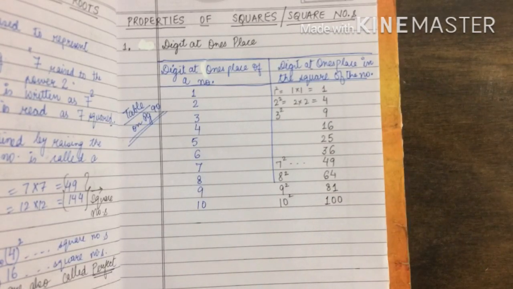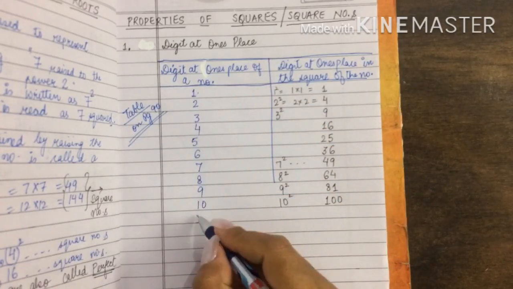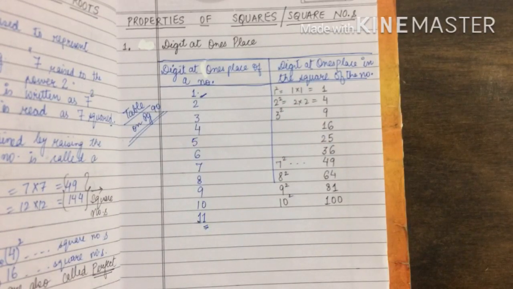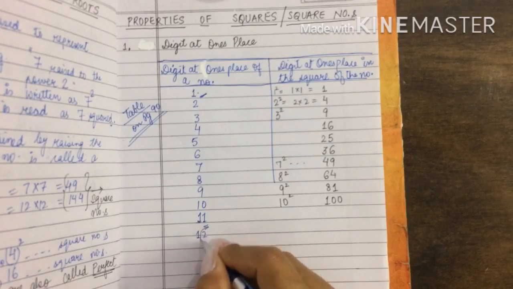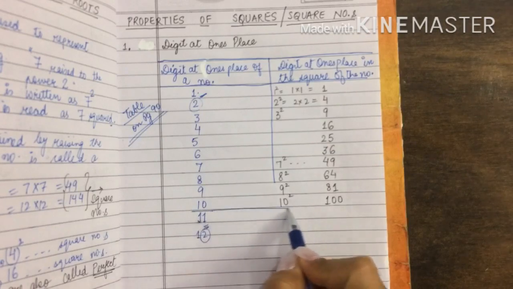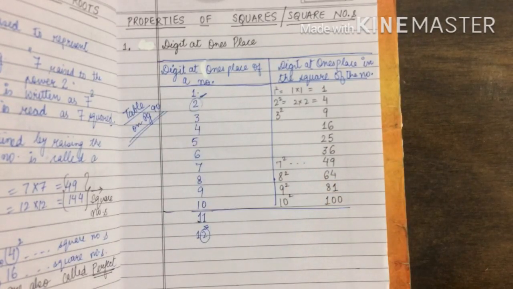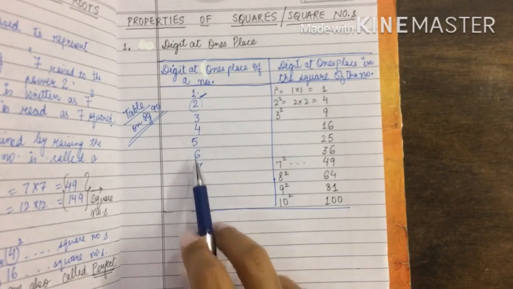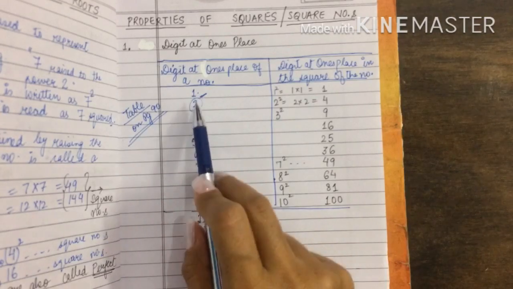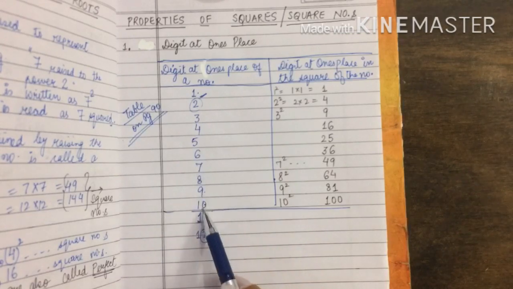So you can keep writing further, but the ones place will be these digits. When I write 11, I am actually having ones place equal to 1. If I write 12, then ones place is 2. I am not writing further. So you can observe from this table, from the first 10 natural numbers, because we are only looking at the ones places, the ones places are 1, 2, 3, 4, 5, 6, 7, 8, 9, 0.